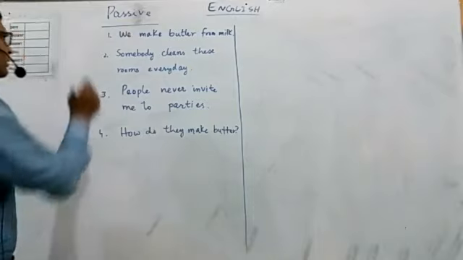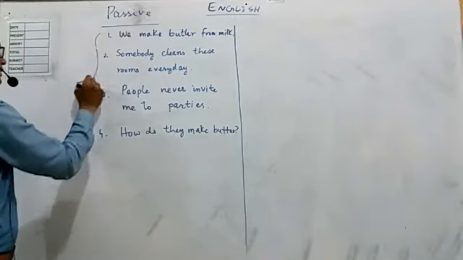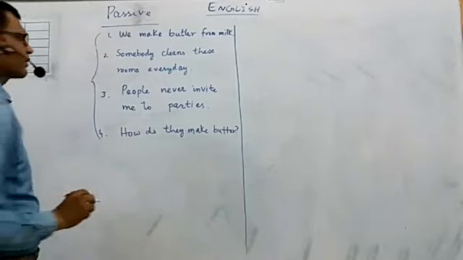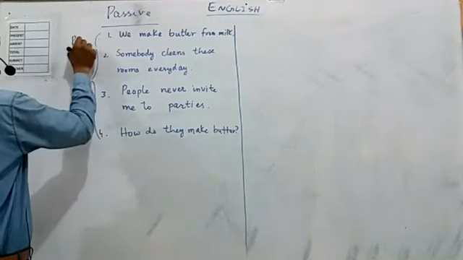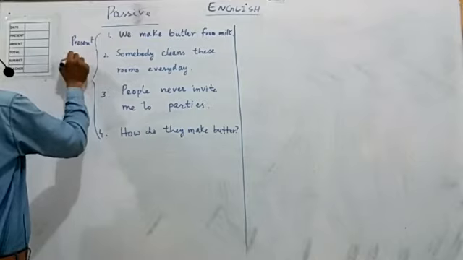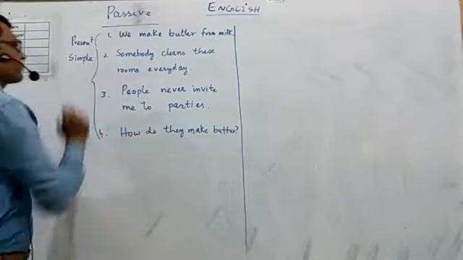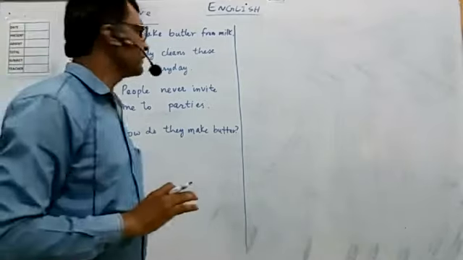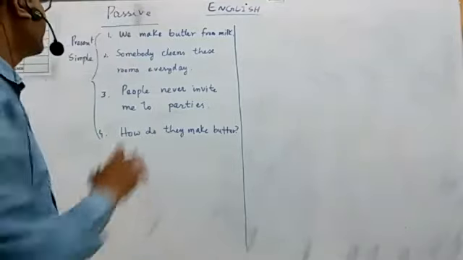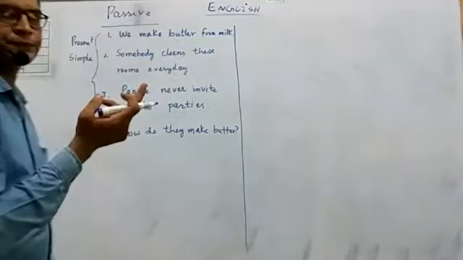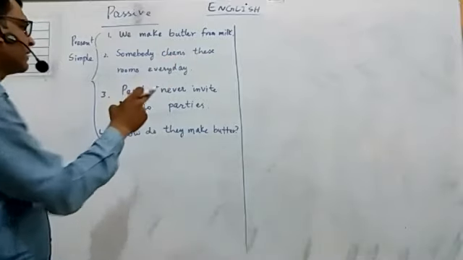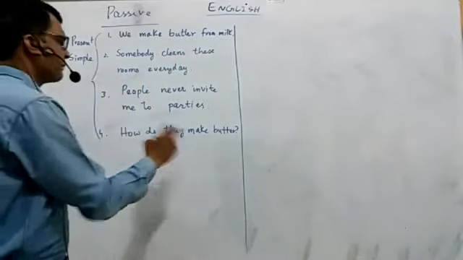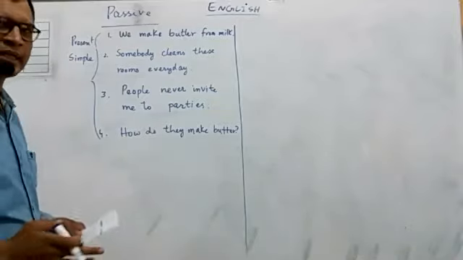Okay, these are four sentences, and you can easily recognize that these are sentences in present simple. All four of these sentences are in present simple. We make butter from milk. Somebody cleans these rooms every day. People never invite me to parties. And how do they make butter? How is it present simple tense?